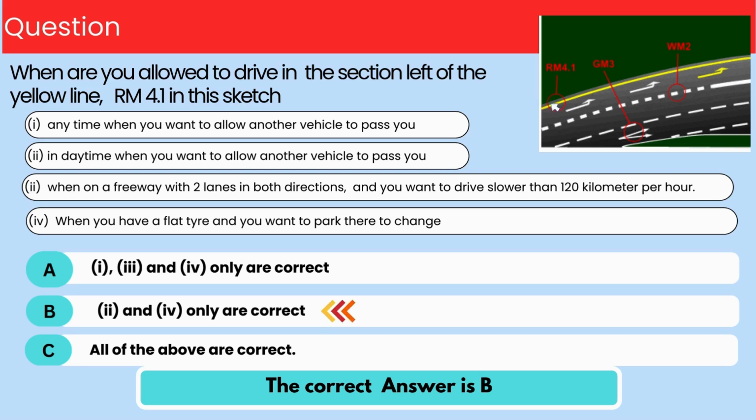You are allowed to drive in the section left of the yellow line during the daytime when you need to allow another vehicle to pass you, as this provides an opportunity for safer overtaking in some cases. Additionally, if you have a flat tire and need to park to change it, you may drive over this section of the line in an emergency situation.